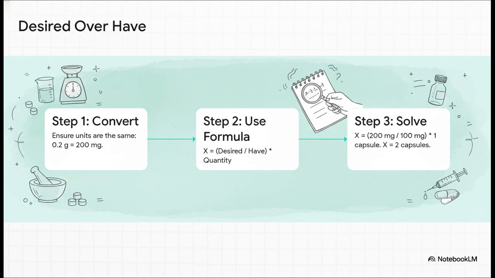Now, let's look at the desired over have method. A lot of people really like this one because it's so intuitive. Again, first step, convert to 200 milligrams. Then you just plug the numbers in. What you want, 200, divided by what you've got, 100, times the quantity, which is 1 capsule, and that gives us 2 capsules. Simple as that.